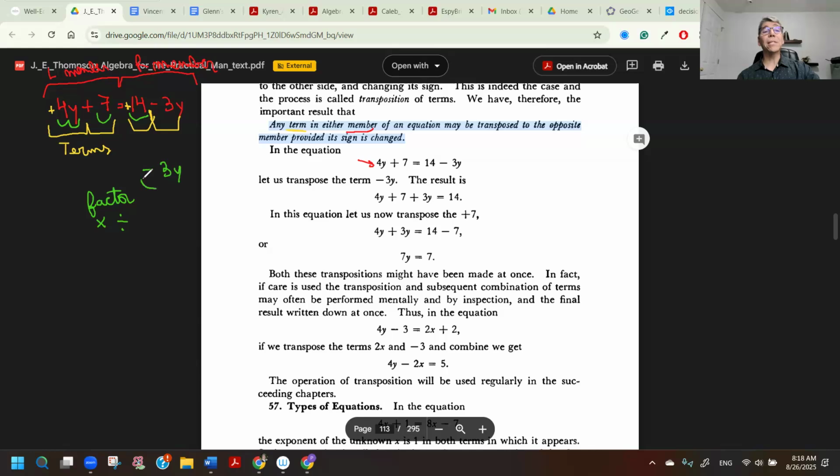Either you can think of this as minus 3 times y, or you can actually think of this as minus 1 times positive 3 times y. Three factors, however you want them. So far, so good.